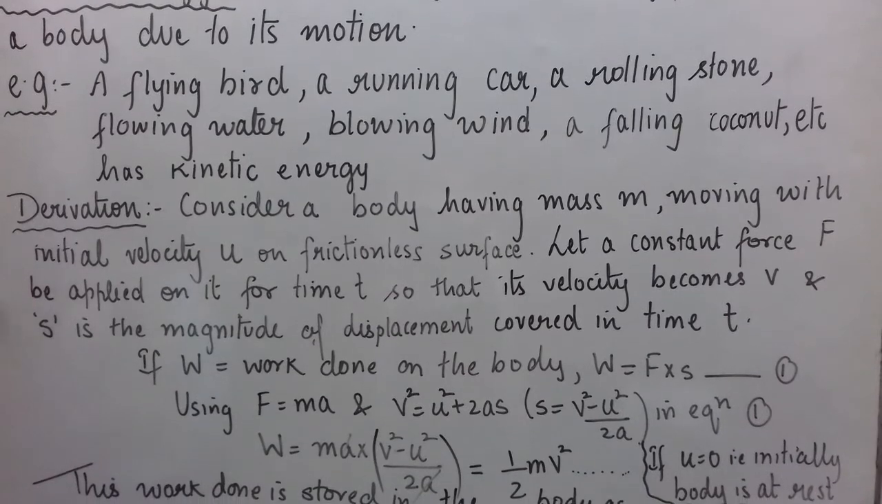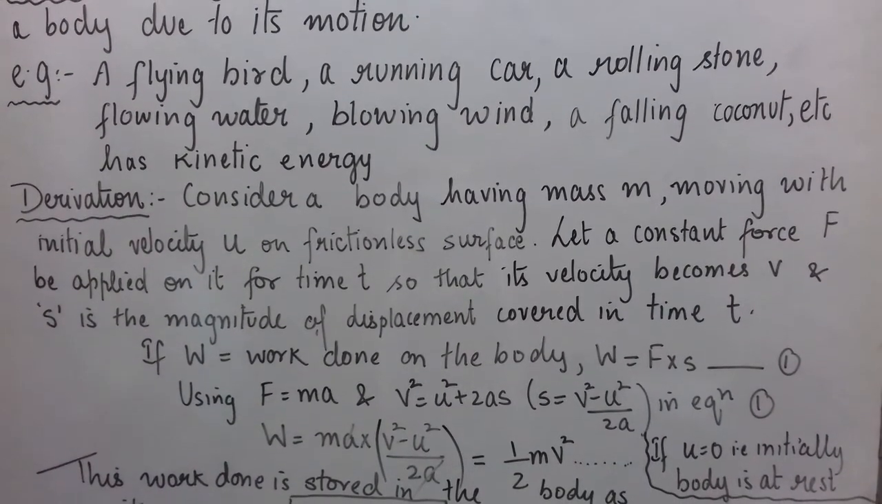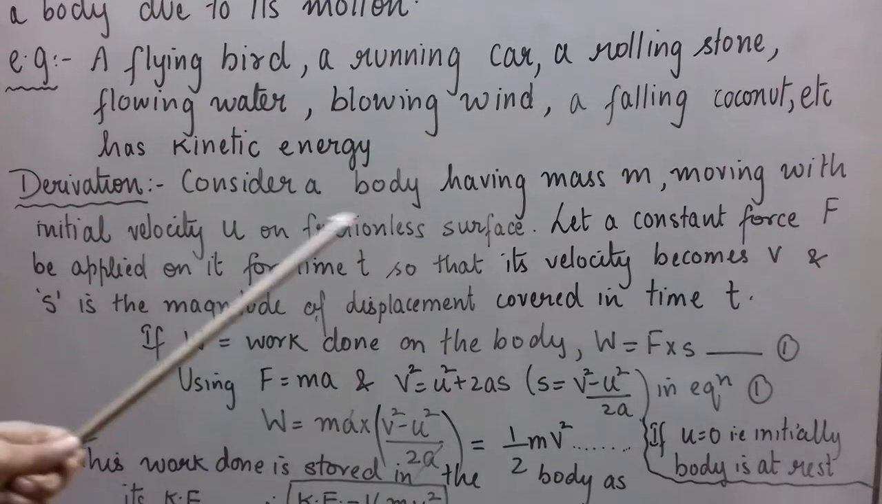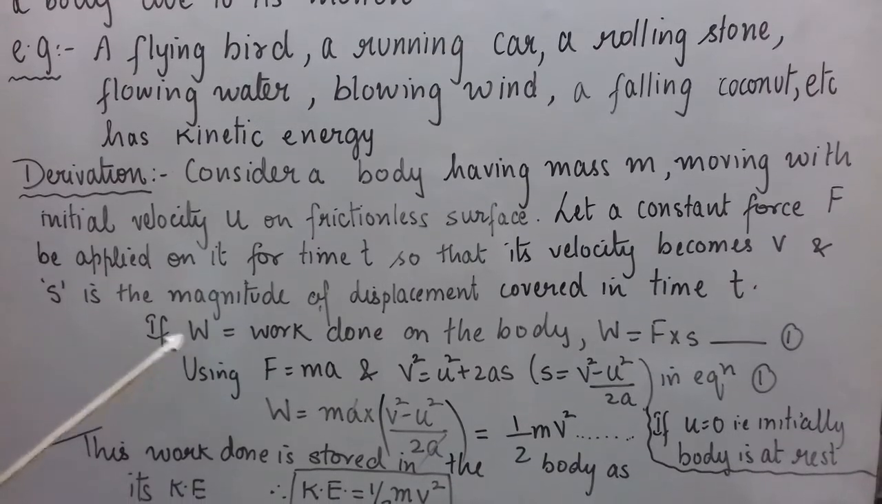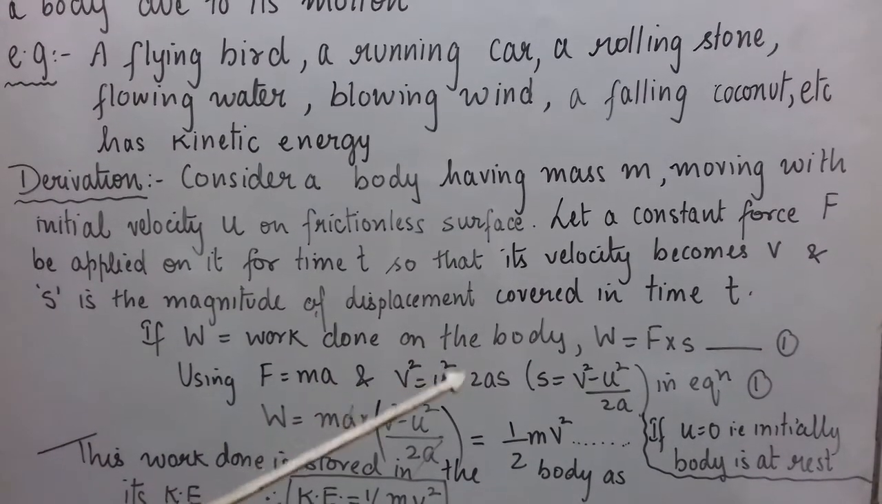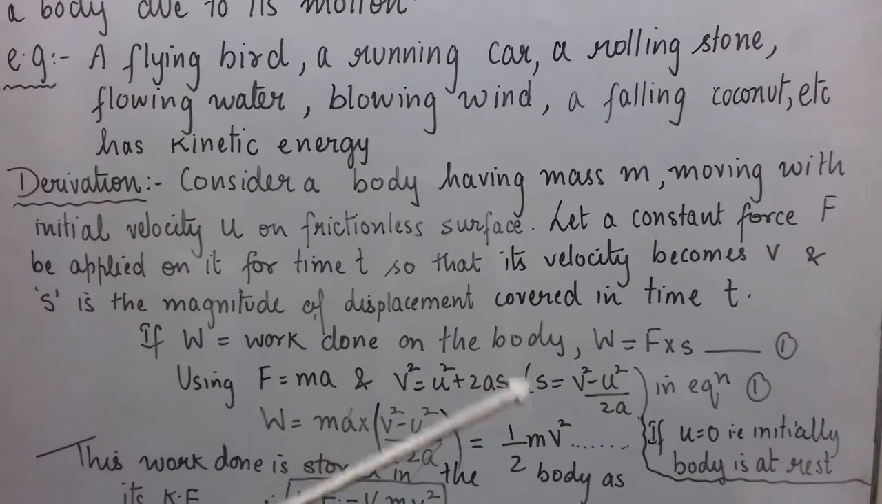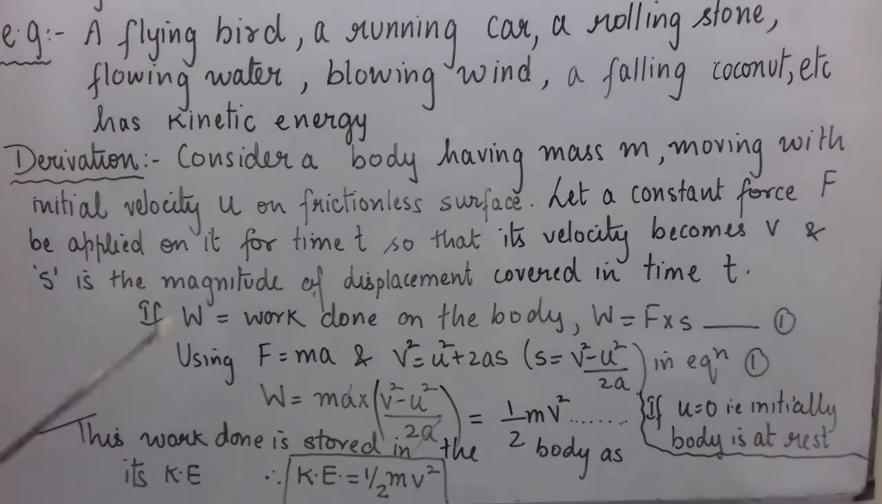So after writing the introduction, we are going to find out the work done to change the velocity of this body from u to v. If W is the work done on the body, W is equal to F into s. Number it as 1. It's a very simple derivation.